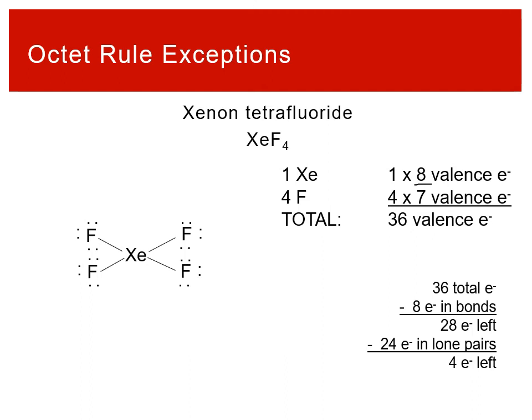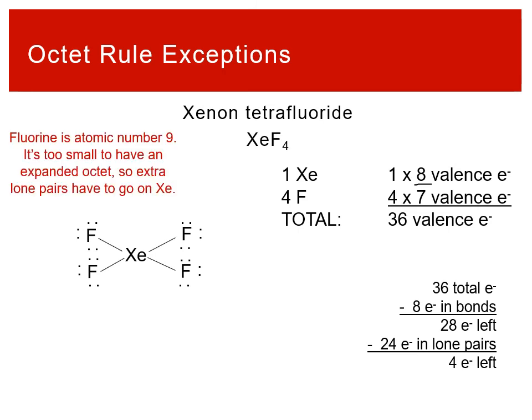But fluorine, if we remember, is in period 2. Fluorine cannot have an expanded valence. Only xenon is big enough. So these extra electrons need to be lone pairs on the xenon. We have 4 electrons. That gives us 2 lone pairs on the xenon atom. So the xenon gets 2 lone pairs. It forms 4 bonds then.